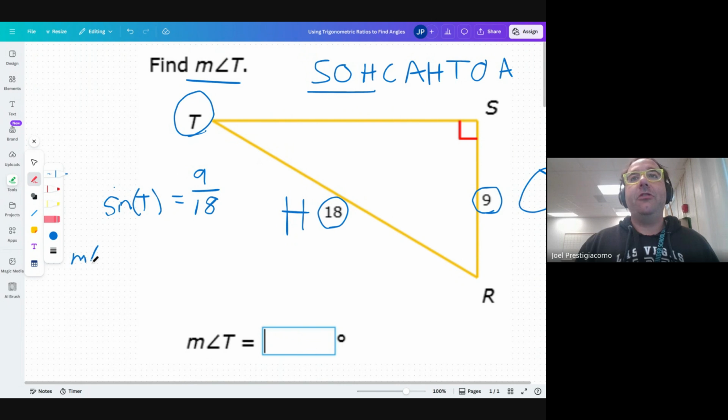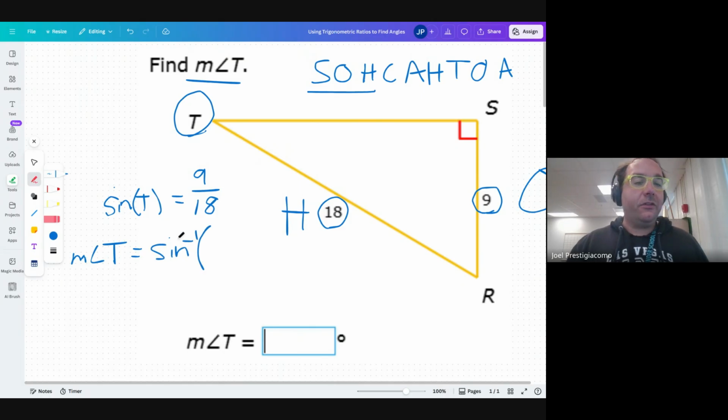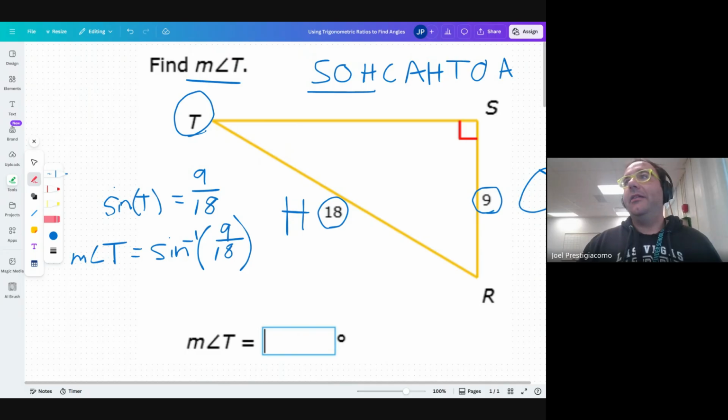So what we're going to get is the measure of angle T is going to equal the inverse sine. The way that we indicate inverse, sometimes you'll see an arc in front. That's why I called it an arc function earlier. Most calculators use this -1 symbol, and then you plug in the fraction that the sine equaled. On Desmos, if you're going to use Desmos, just go to the functions link, and you'll see sine -1. But we'll show you how to use this during class as well.